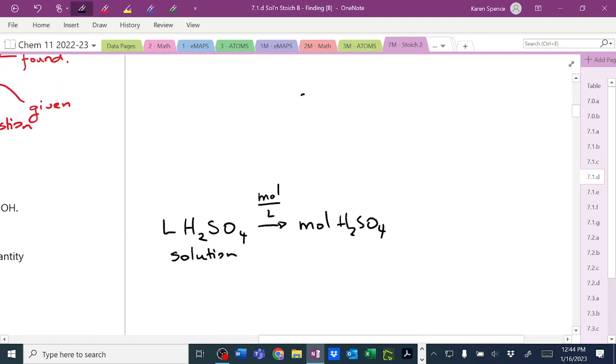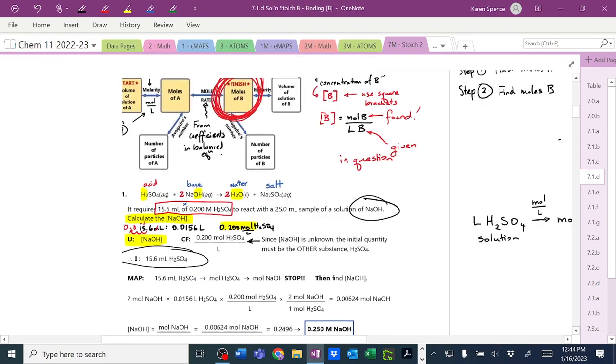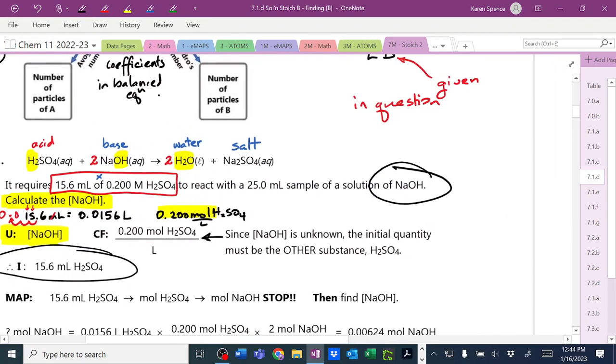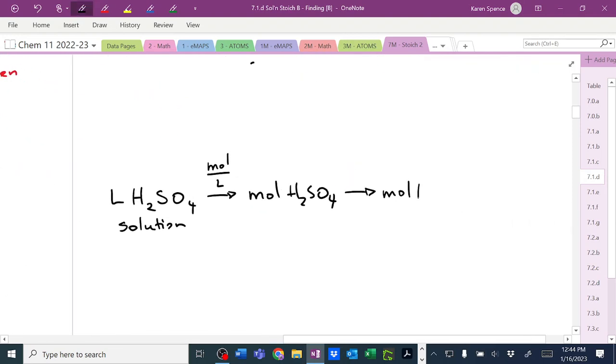And then once we have moles, step number 1 is finding moles of A. What's step number 2? Finding moles of B. What's B in this case? We want to calculate the concentration of NaOH. So we want to find moles of NaOH. And finally, we want to find the concentration of NaOH.